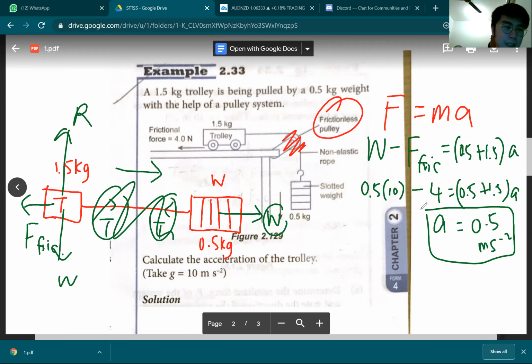So this is method 2. It's considering the whole system. You find which one is suitable for you, or you can practice both of them.